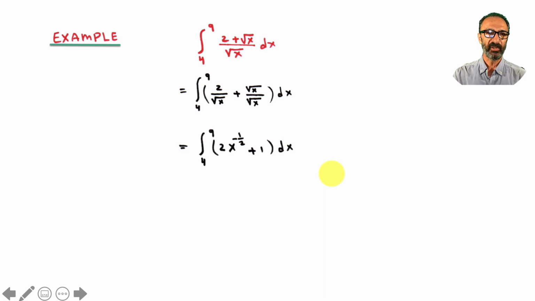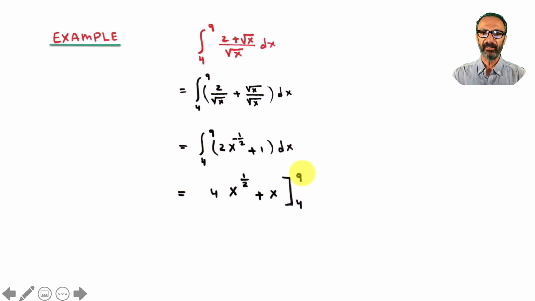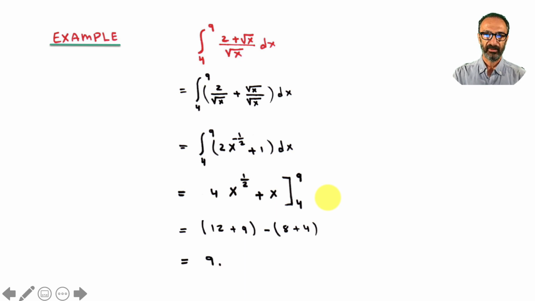So, first part is handy. Second one is just 1. Add 1 to this, divide by half, which is flip it, and it'll give you 2. And you have another 2, that's a 4. Plug in 9, plug in 4, subtract, and you get the story. As you could see, I'm repeating myself, and the answer is 9. 9 is a good looking number, and we're done.